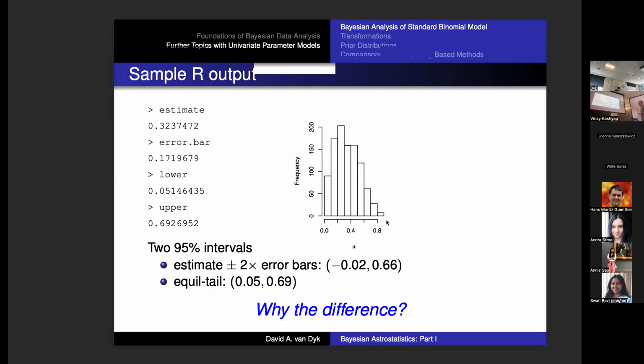So again, with Monte Carlo, everything works very easily. This is just one observation. If I do the regular thing, and I get an interval by taking my estimate and going plus or minus 2 times my error bars, I get something that becomes negative. And again, this is a probability, so it can't be negative. This is equal tail, so that's completely fine.